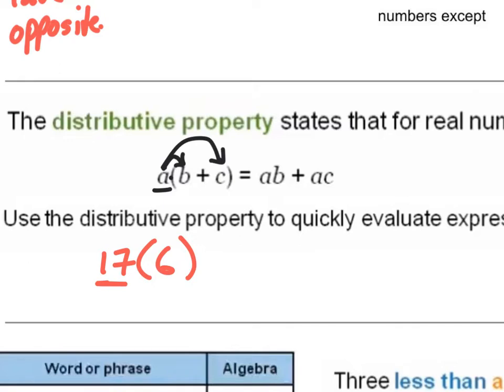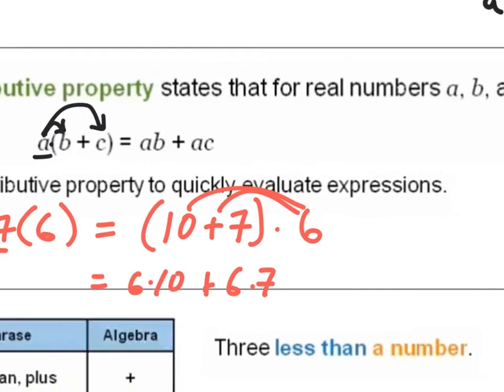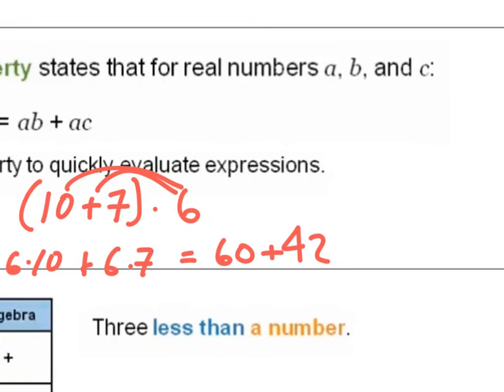So if you split this up and take 10 plus 7 and then multiply that by 6, because 10 plus 7 gives me 17, I could easily distribute these numbers. I could take 6 times 10 in my head, which I know is 60, plus 6 times 7. Then you get 60 plus 42, which is 102.